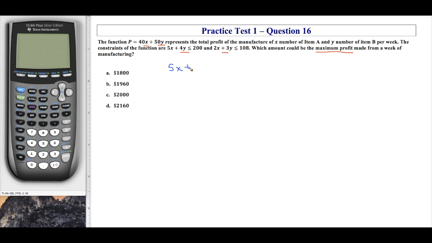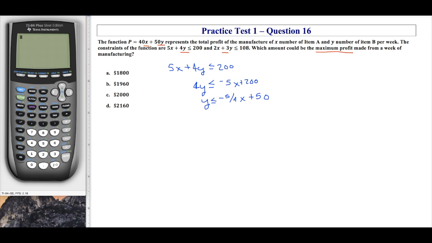So I have 5x plus 4y is less than or equal to 200. I'm going to subtract 5x from both sides of the equation, and then divide by 4. And this will give me y is less than or equal to negative 5/4 x plus 50.